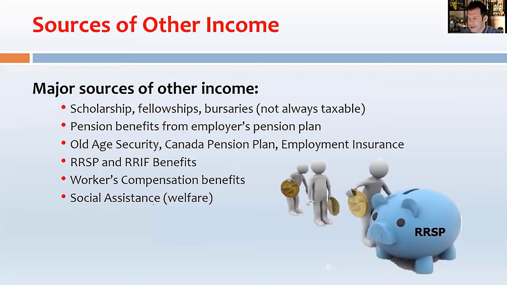Welfare, or social assistance, is different from all these other things that we talked about. It's not EI. Social assistance and welfare are meant for people who aren't looking for work.